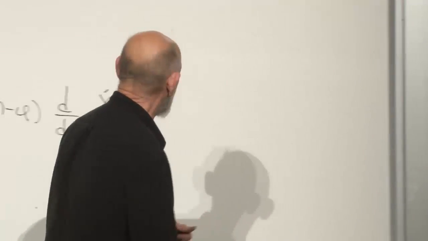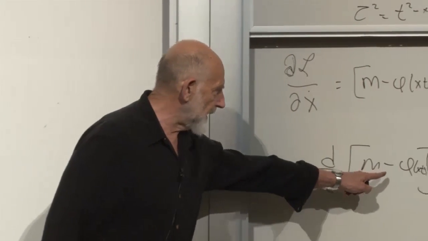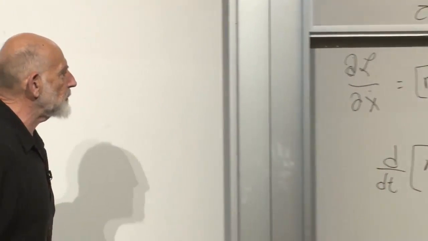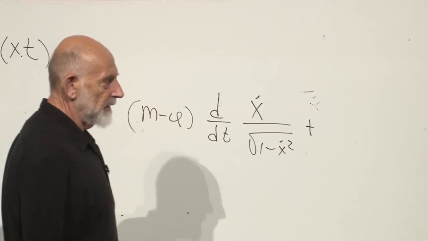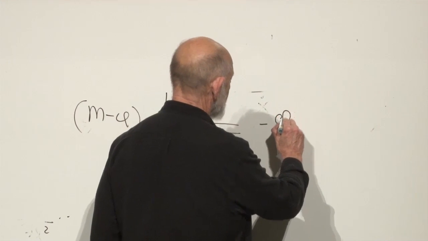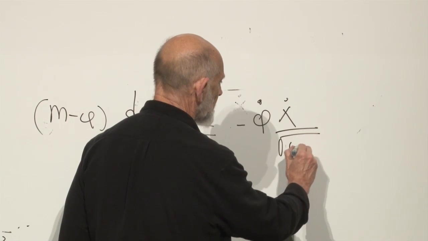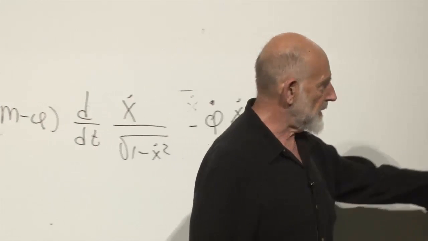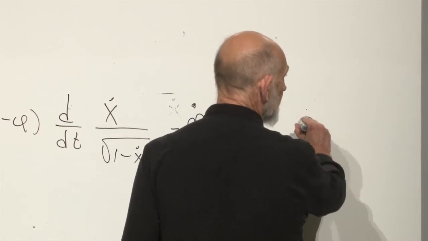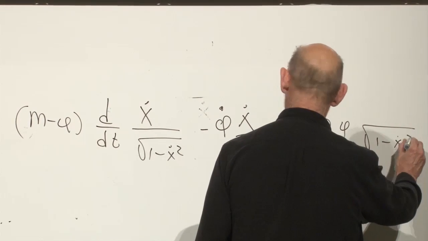And then another term which is plus, we have to take the derivative with respect to t of minus phi. M is a constant. The derivative with respect to t of minus phi, that is minus, let's first write it as phi dot times x dot over the square root of 1 minus x dot squared. That's gotten from differentiating this. And that's still equal to the right-hand side: minus d phi by dx times the square root of 1 minus x dot squared.